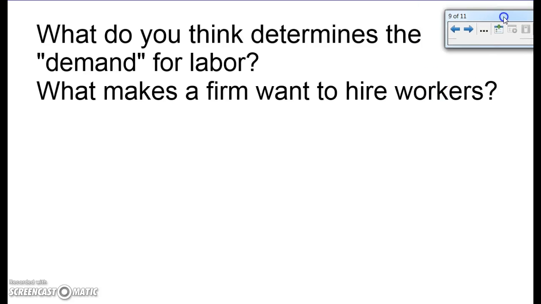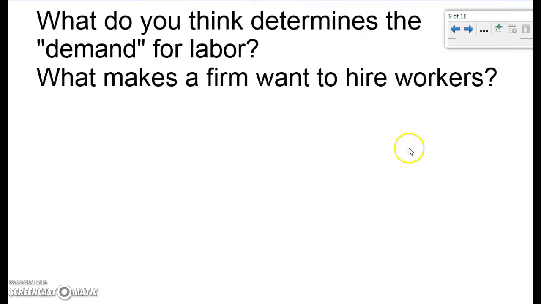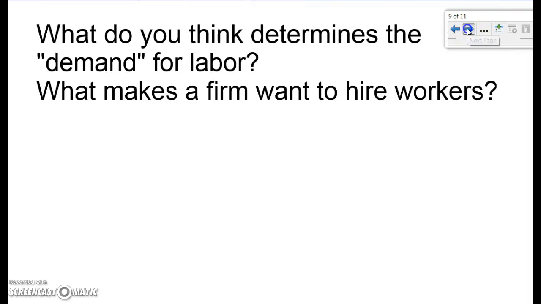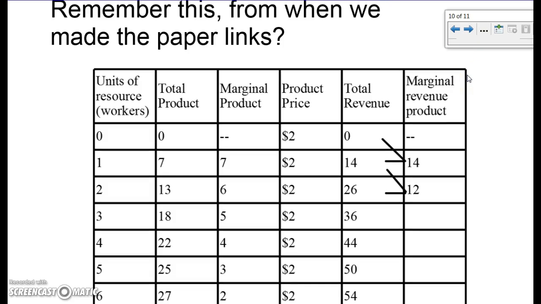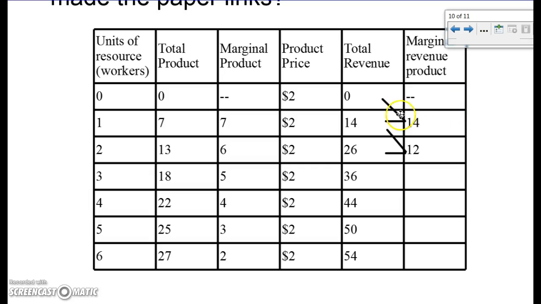All right, so what determines the demand for labor and what makes a firm want to hire workers? We know what the supply is. So I put this in here because we're just going to refer right back to this, right? When we made paper links, we had this table just the other day, right? We had total product, we had marginal product. Now we're going to throw in something else, which is the price of the product. So if the price of the product is $2, now we can actually take this marginal product data and we can calculate the revenue from selling this product.